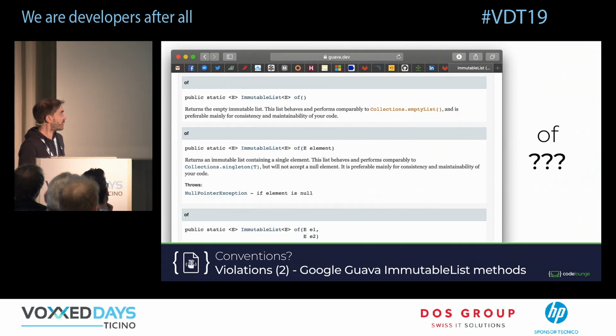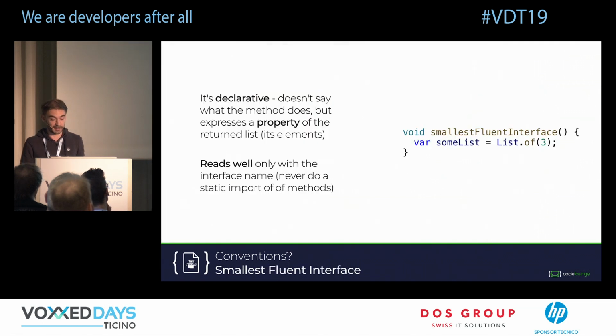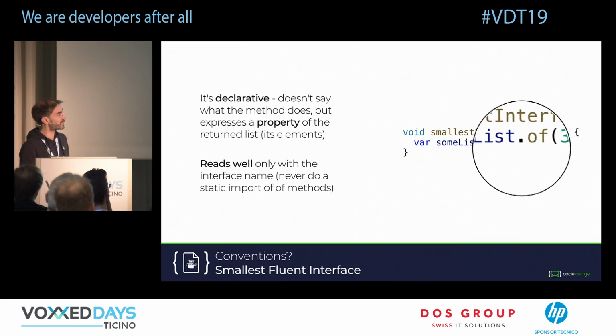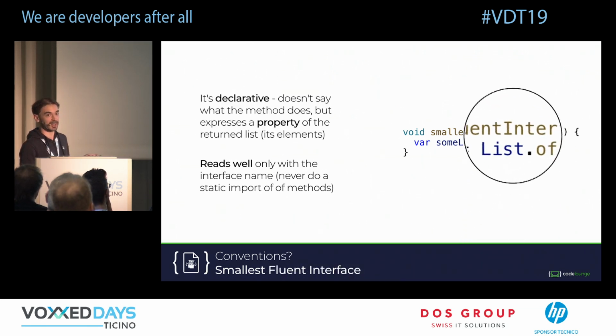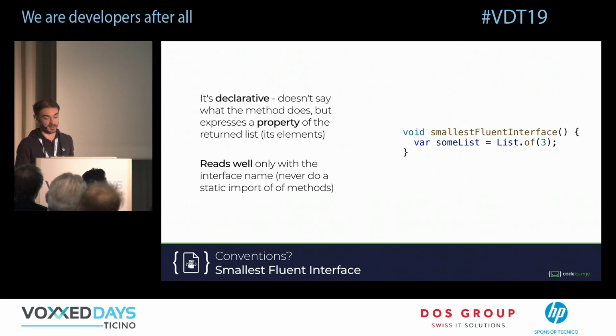Well, it's in the JDK, but obviously you have it also in the Google Guava library. The point is that this is the smallest fluent interface that you can find. It's declarative. It doesn't say what the method does, but it reads well when you read it with the name of the class. Never try to statically import "of", for example, in Java, because it would break this readability. It reads well only with the interface name and really expresses the property of the returned list. So it's the list of 3, a list of 1 element.